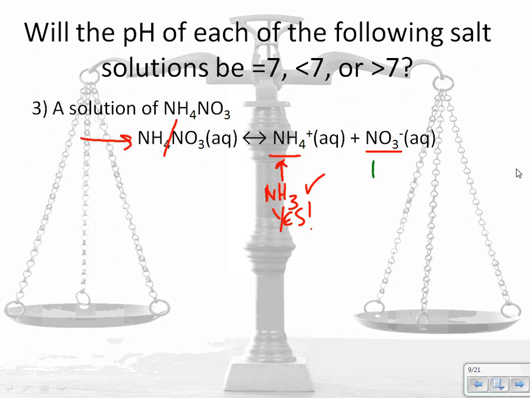NO3- is the anion that goes with HNO3. And if you guys look up HNO3 at the back of your textbook, you see that this is a strong acid. So this one will not undergo hydrolysis, no.